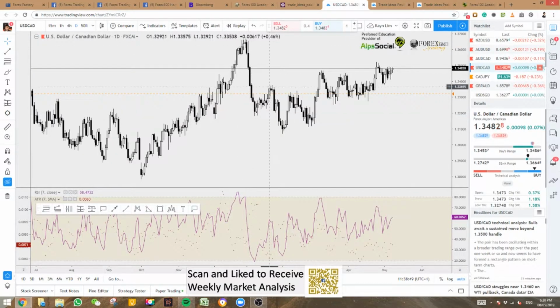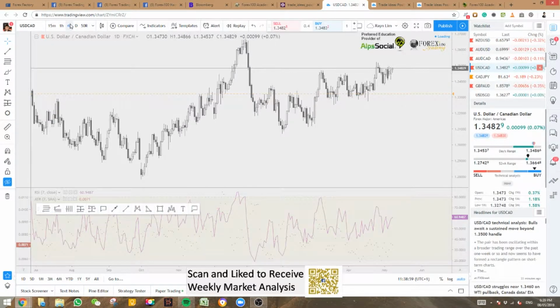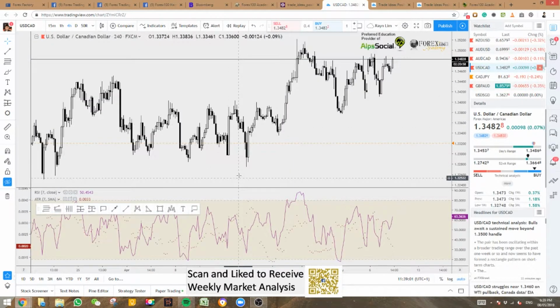Over here is also a potential shark pattern as well. Alright, so if your eyes can't spot it, do more practice, more chart time, it helps. 4 hour chart, this is what I have. Market came up, came down, retracement, another pattern in this area.